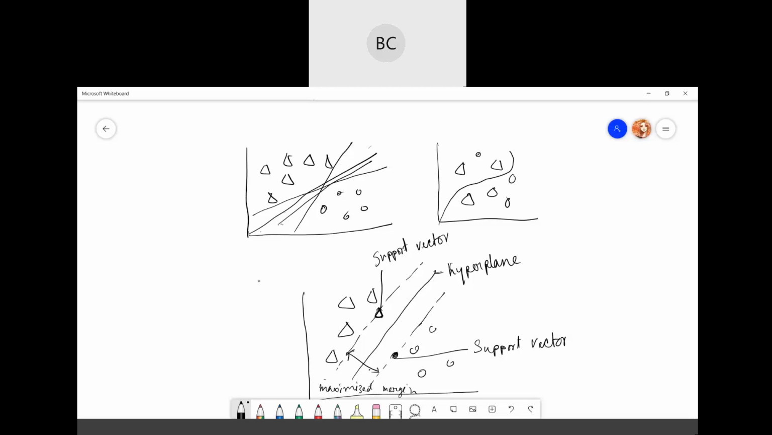The dimensions of the hyperplane will depend on the features present in the dataset. If there are two features, then the hyperplane will be a straight line. And if there are three features, then the hyperplane will be a two-dimensional plane. Here I'm saying there are only two features.